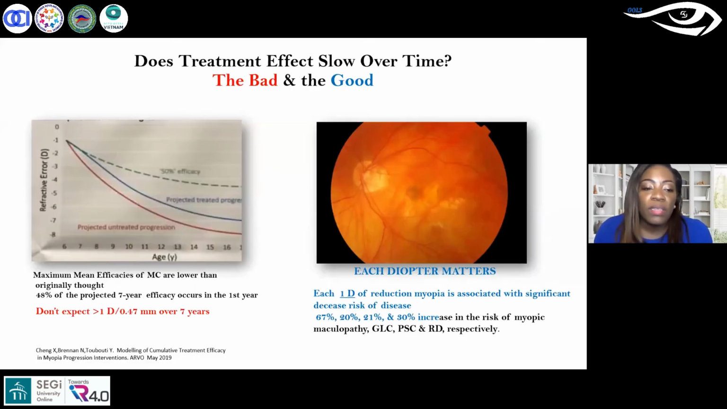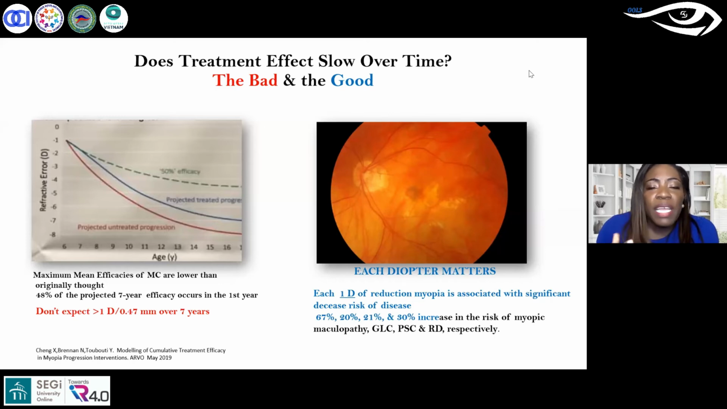Now, getting back to the treatment efficacy slowing down, is that the case? Well, some great work done by Noel Brennan and others, and Sue Chang, have shown that the maximum mean efficacy of myopia control is lower than we originally thought. Over a 7-year period, don't expect more than a diopter change over that time. So we want to set the right expectations, right? We're not expecting to see 3 diopters, but more something like a diopter.